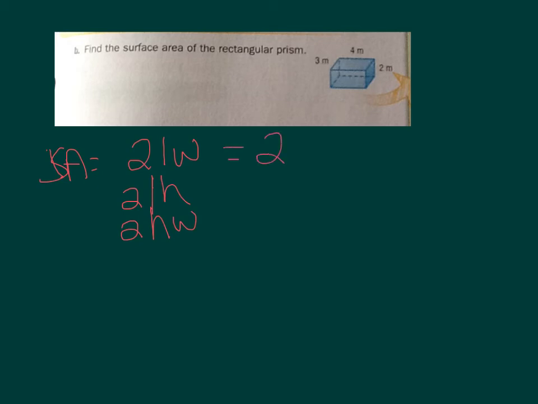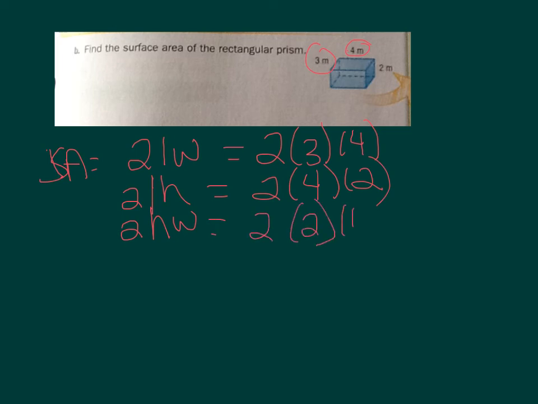Now we're going to use what we have already, that formula that we wrote down for our equations. So, remember our formula is surface area equals 2 times the length and width, 2 times the length and height, and then 2 times the height and width. So, let's do that. 2 times length times width. So 3 times 4. Then 2 times the length and height. So 2 times 4 and 2. Then 2 times the height and width.